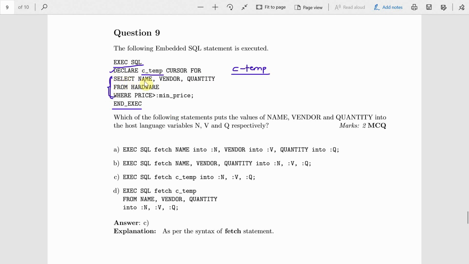What is the output of the query? This ctemp holds name, vendor, and quantity from the hardware table. The condition is where price is greater than :minprice. This :minprice is called a program variable or host language variable, meaning the value for :minprice is supplied from the program.